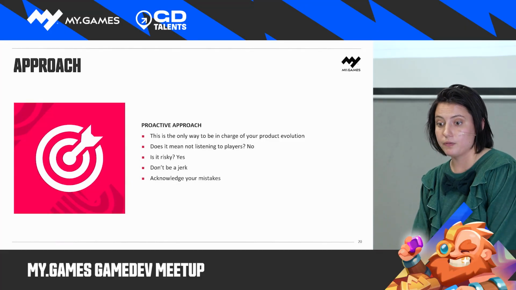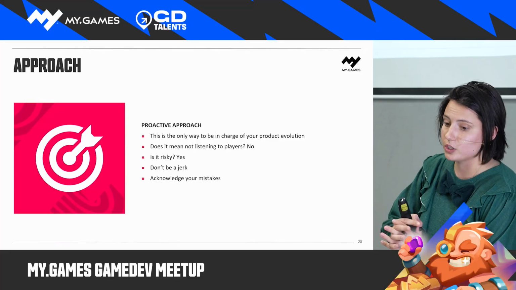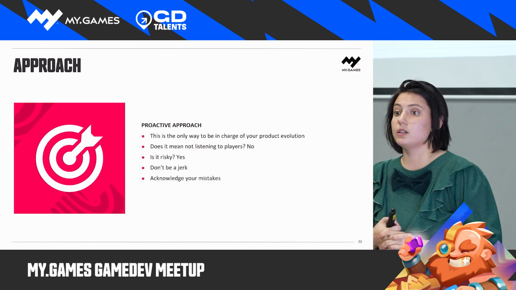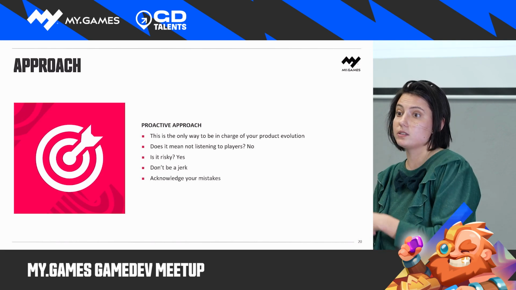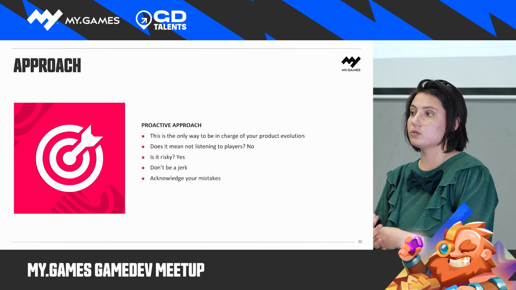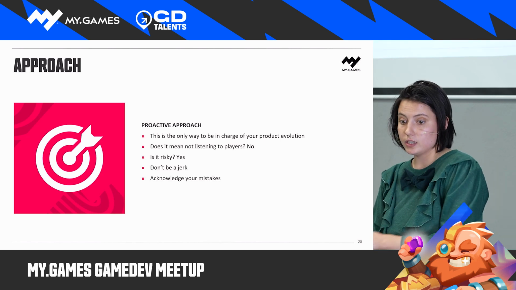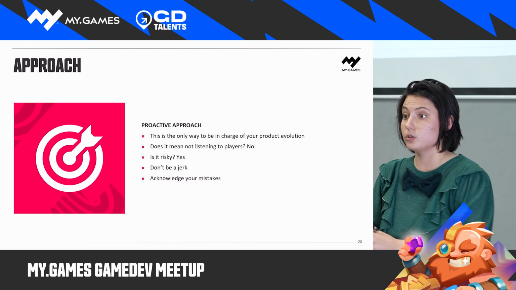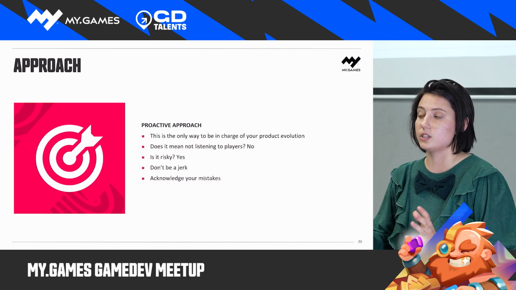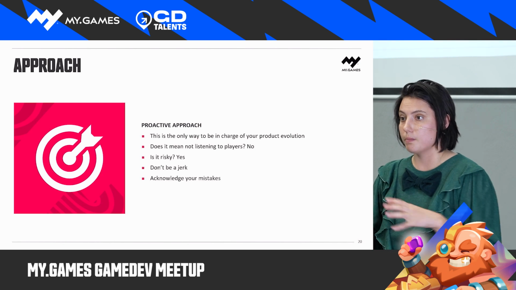The proactive approach, my favorite one. So again, the only way to be in charge of your product, and it doesn't mean not listening to players. Again, this means listening to them, but trying to find real decisions to satisfy them. It is risky, yes, and what you need to do is you need to build the trust. You need to do this inclusive product thing I was talking about before.